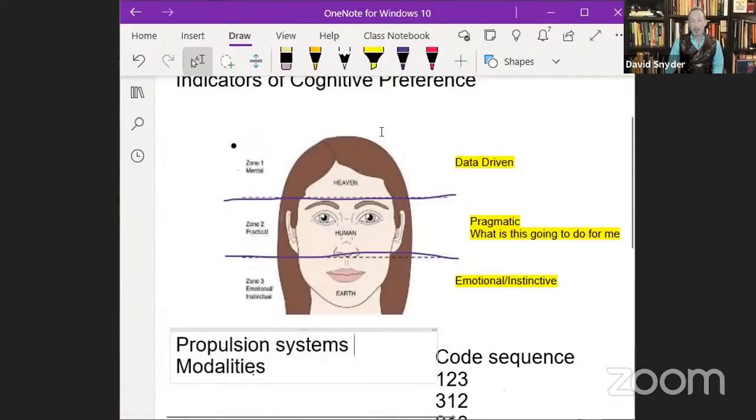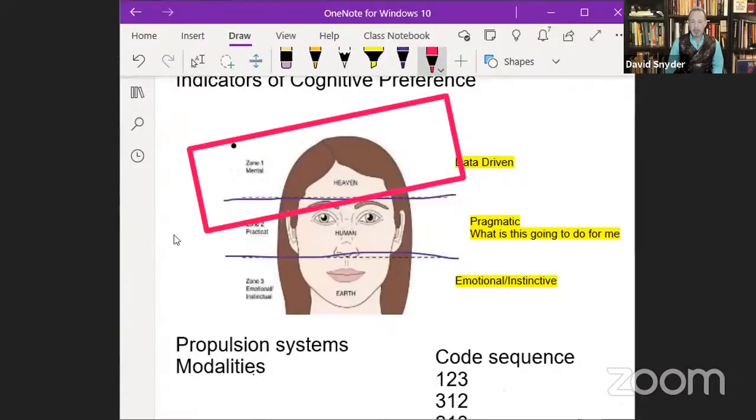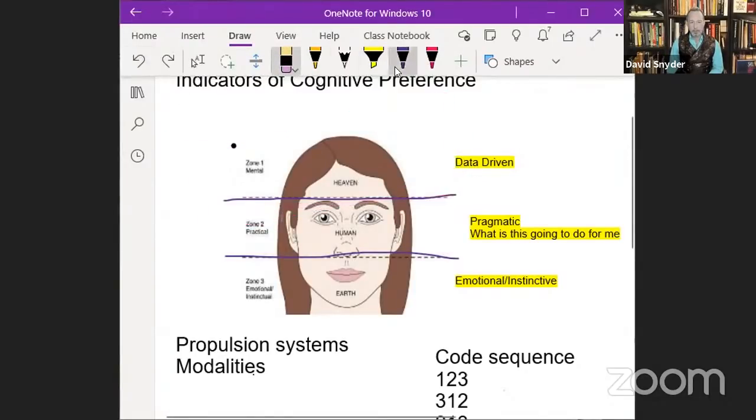So if you look at somebody who has a much larger upper zone in their head, you're seeing someone who's primarily data-driven. These are people that if you want them to make a decision, they're going to ask you for the data to support whatever ask you have. People with a larger middle zone tend to be more on the practical side. These are people, when you talk to them, they want to know what you have is going to do for them. How's it going to make their life easier? What's the practical benefit of having it or doing it or owning it, right?